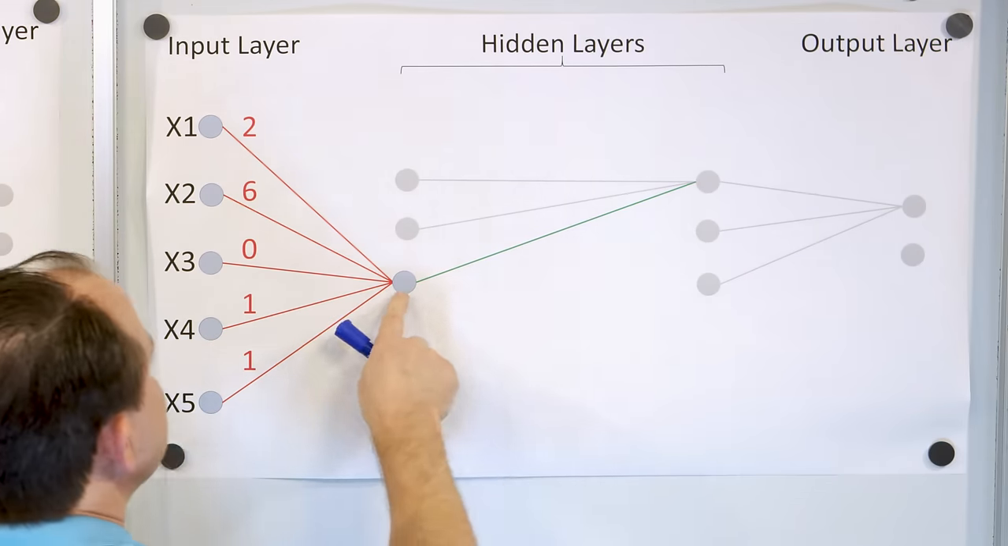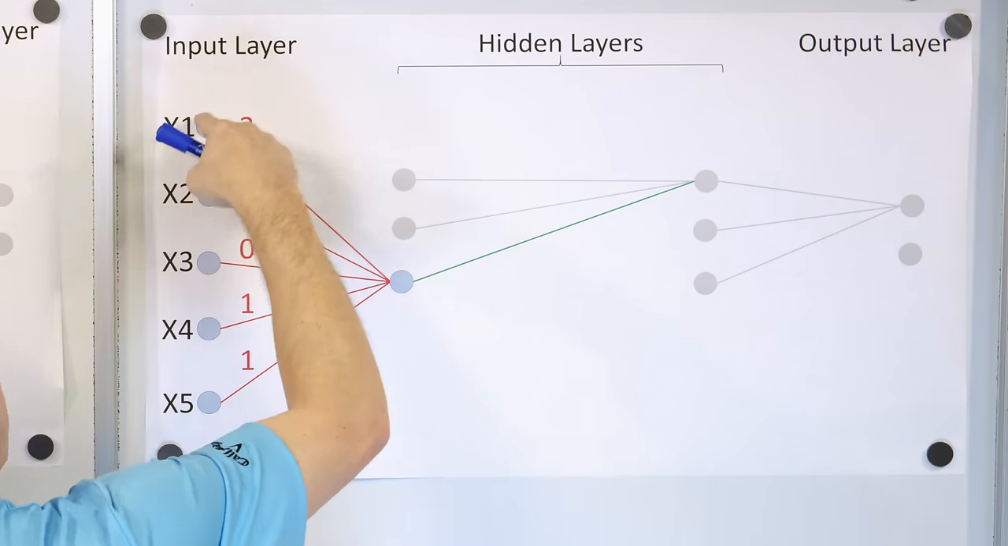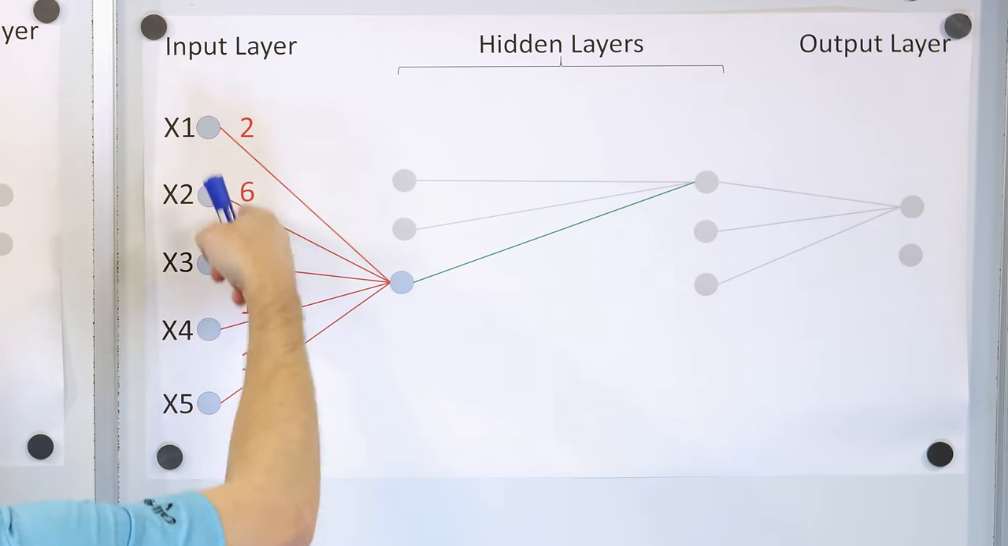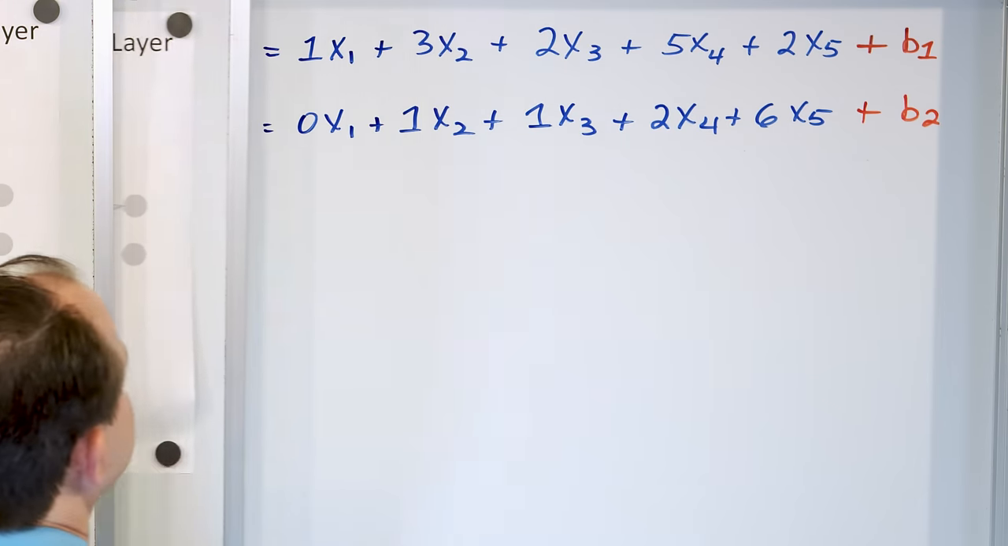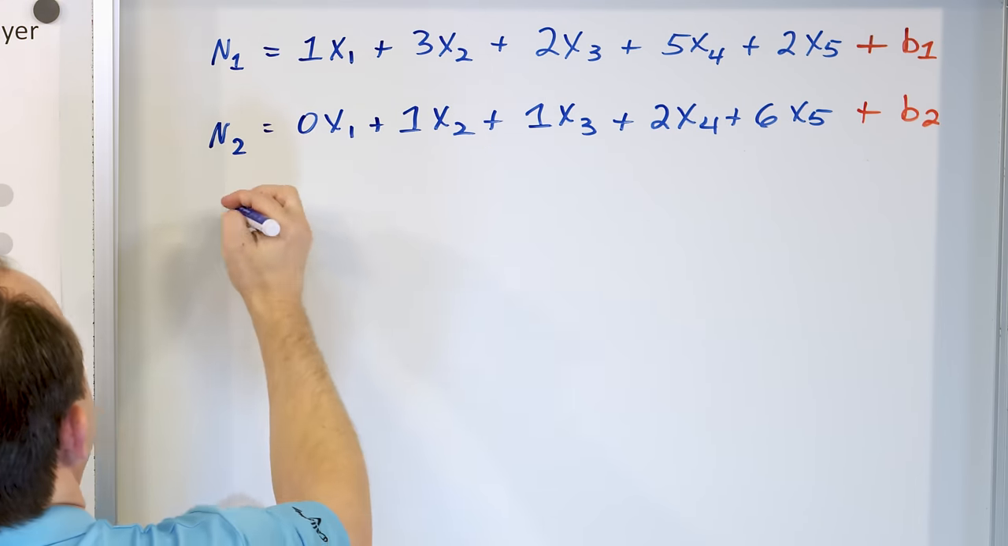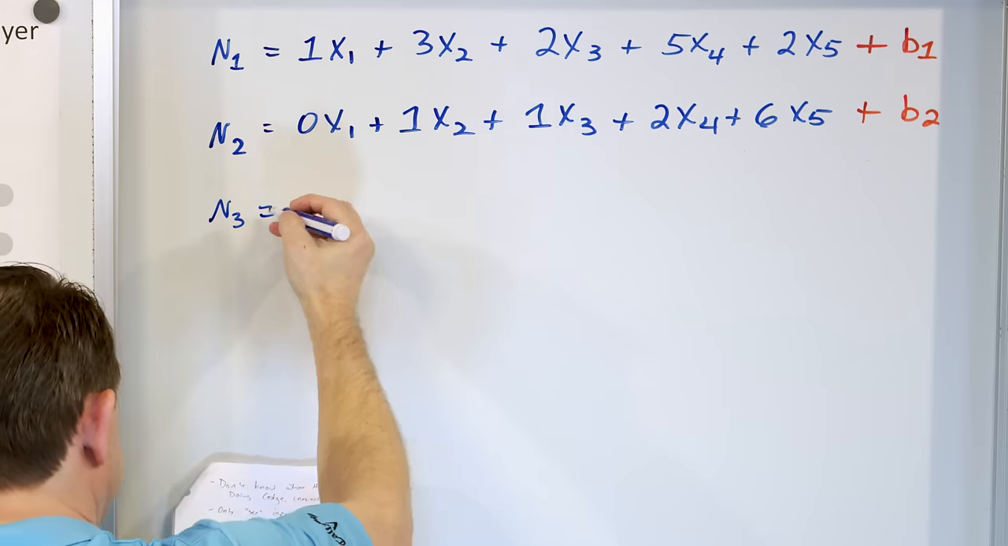Now, the third neuron is, again, dependent upon all the previous inputs, but with different weights. I'm going to call that neuron 3.